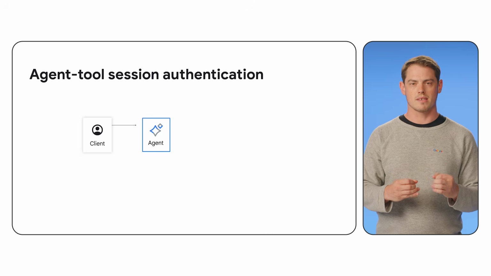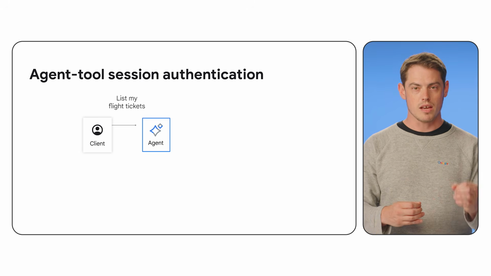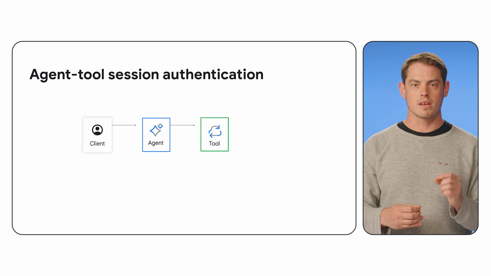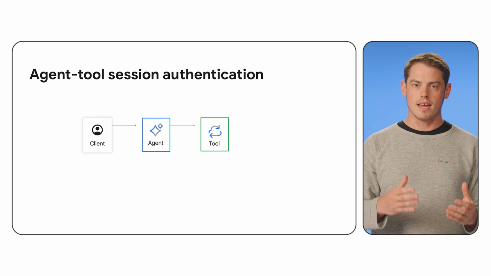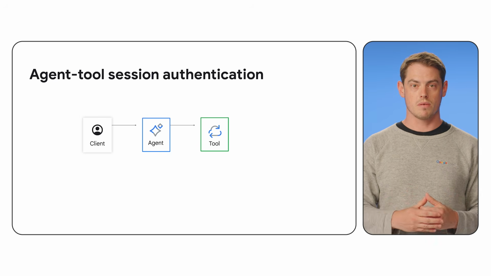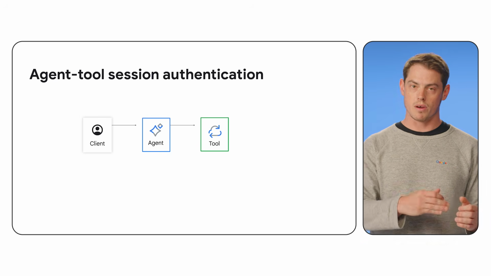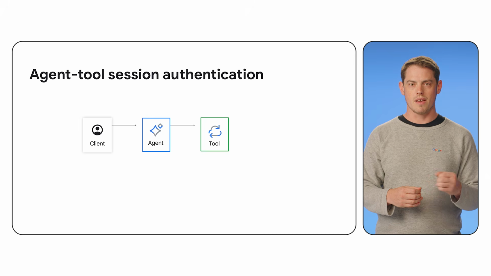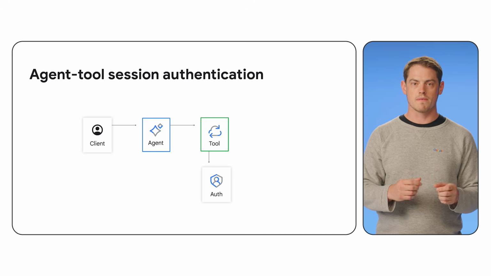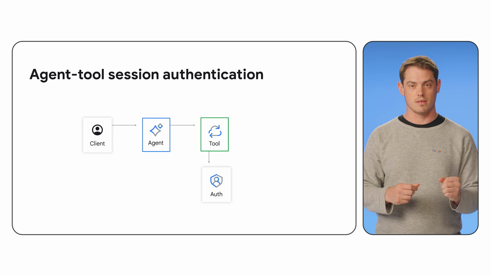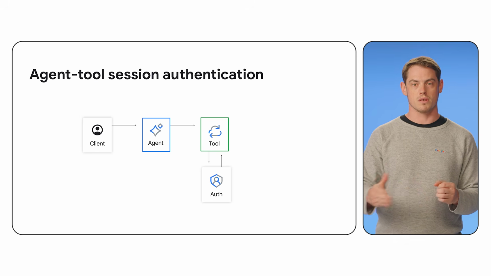Next, the user asks the agent for their private information, like "list my flight tickets." The agent determines that it needs to use the list tickets tool. The ADK framework invokes the tool's code, passing along the context of the current session. The tool's code then uses the session ID to retrieve the correct user authentication token. It attaches this token to its request headers and calls a backend retrieval service.